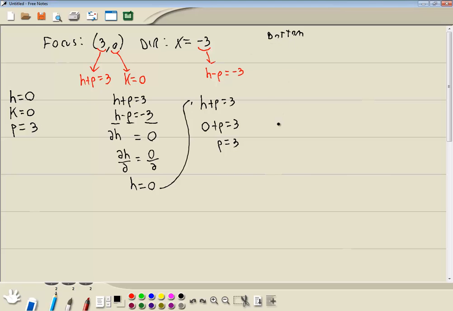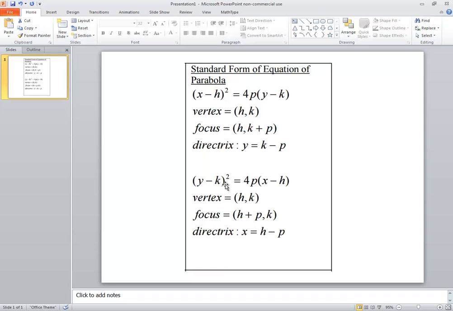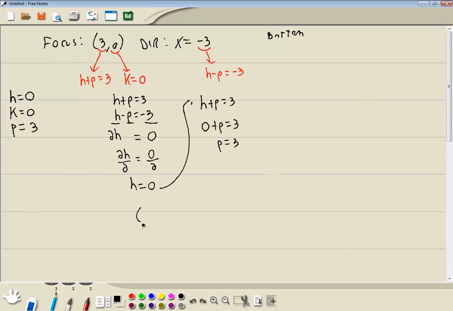We're working on the bottom formula. Bottom formula is (y minus k) squared is equal to 4p times (x minus h). So we plug in everything we found. We said k was 0, so we got (y minus 0) squared is equal to 4 times p. P we said was 3. Then x minus h, and h we said was 0.